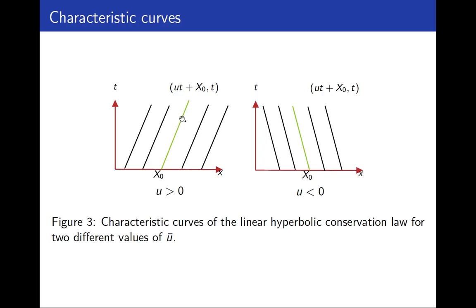So some Q is going to be constant along this curve, the green one, another Q might be constant along this one here, and this is the case for when the fluid velocity is greater than 0. When the fluid velocity is smaller than 0, or negative, the direction of the propagation of the solution is going to be from right to left.